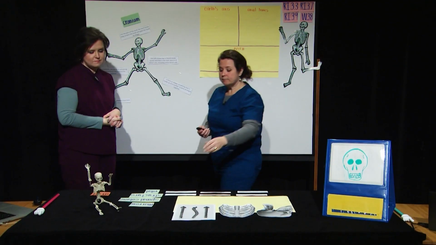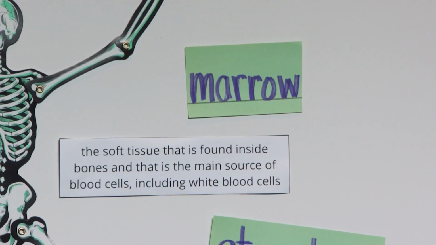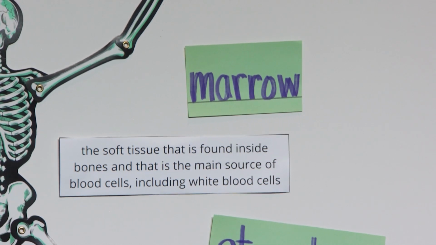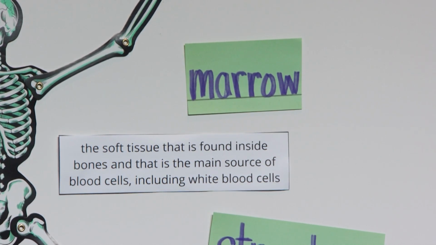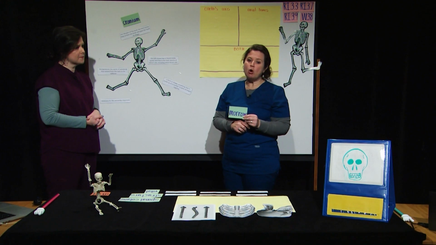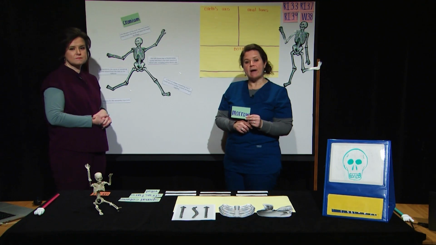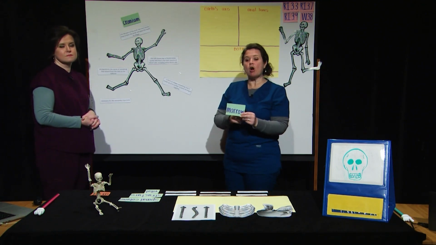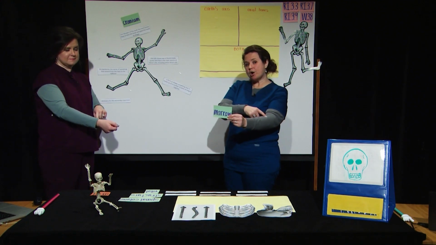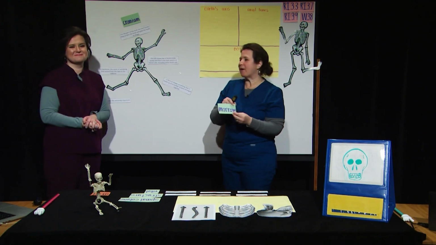All right, now our next word is marrow. What's the word? Yes, marrow. Marrow is the soft tissue that's found inside the bones, and that is the main source of blood cells, including the white blood cells. So here's an example using the word marrow. When people have low amounts of bone marrow, they get sick more easily because there are not enough white blood cells being formed to fight illness. So let's point to the center of our arm to remind us that the marrow is inside the bones. What's the word? Yes, marrow.